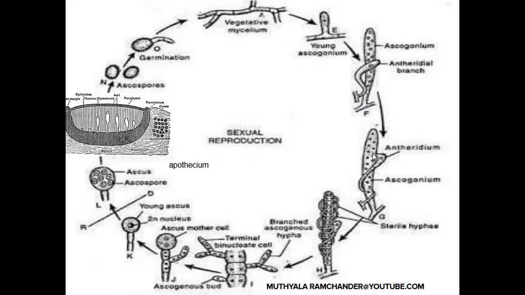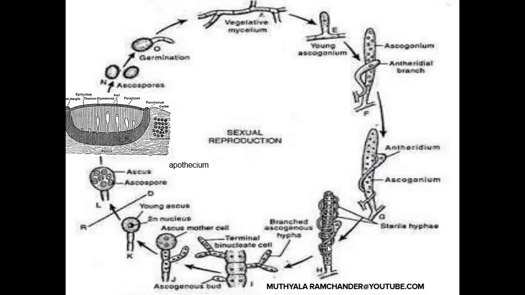Between these, the cell wall is ruptured and only the antheridial cytoplasm enters into the ascogonium. Before the entry of the antheridium cytoplasm, the ascogonium is in a coenocytic condition. Coenocytic means it contains a large number of nuclei. When the ascogonium receives the antheridium cytoplasm, it converts into cellular portions.